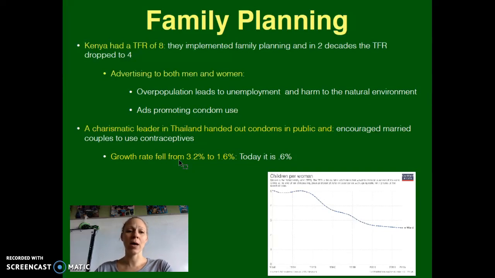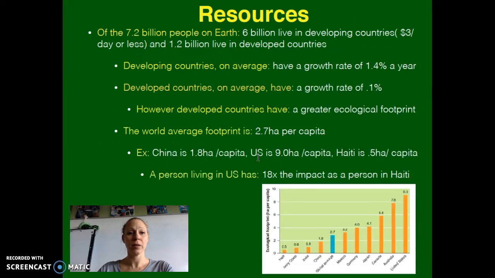Another example of this happened in Thailand, where a very charismatic leader handed out condoms in public and then also encouraged married couples to use contraceptives. And so the growth rate fell from 3.2% to 1.6%, and today it is now at 0.6%. And so those are very positive examples of family planning and its effect on overpopulation.